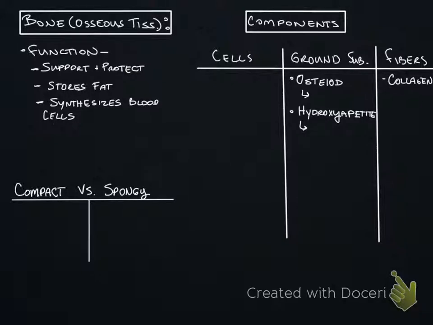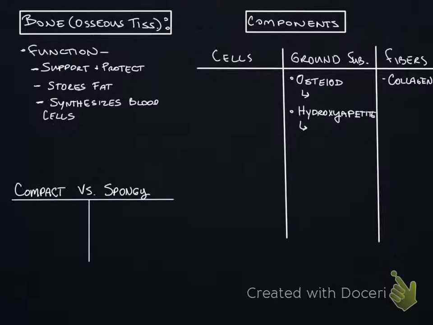Now let's review bone tissue and its components and function. The function of bone tissue is to support and protect our body structures. So you can think of your cranium supporting or protecting your brain, or your rib cage protecting your heart and your lungs. It also is a way to store fat in the marrow and to make blood cells, red blood cells and white blood cells, in your bone marrow.